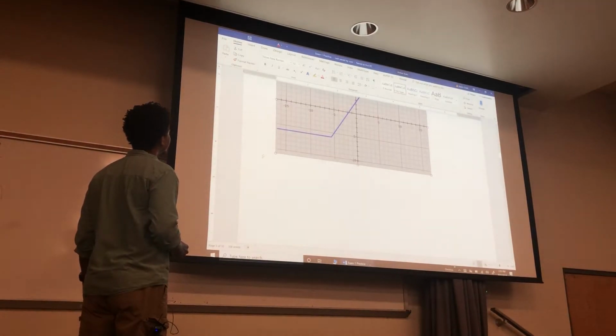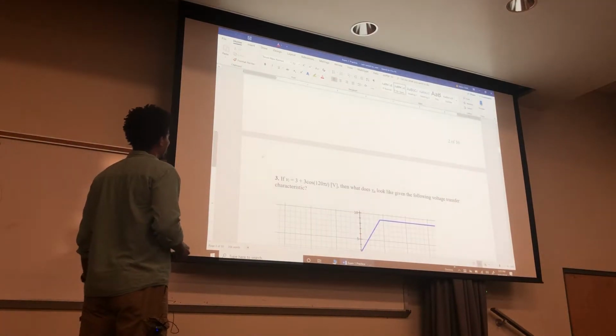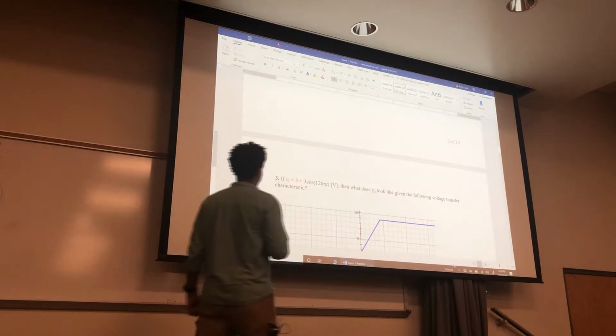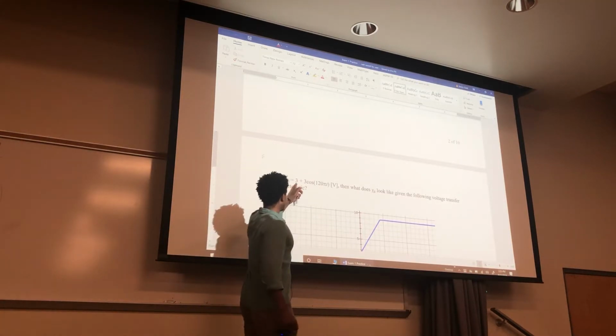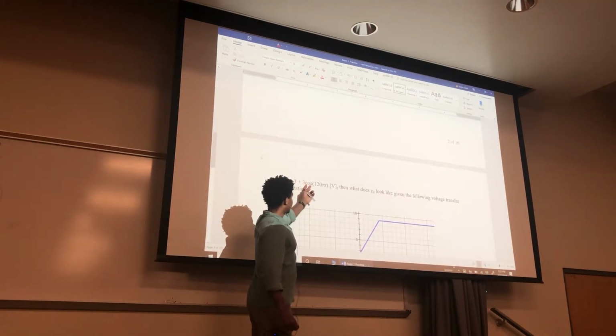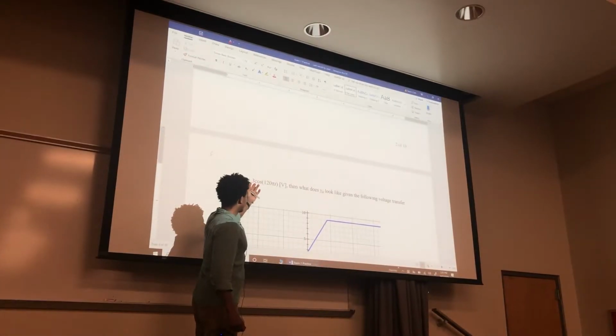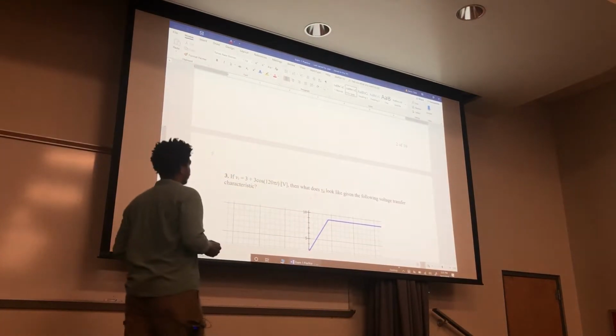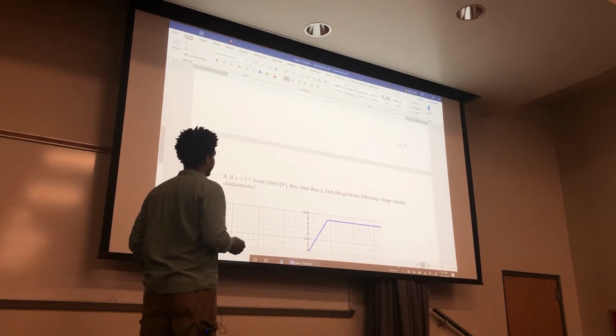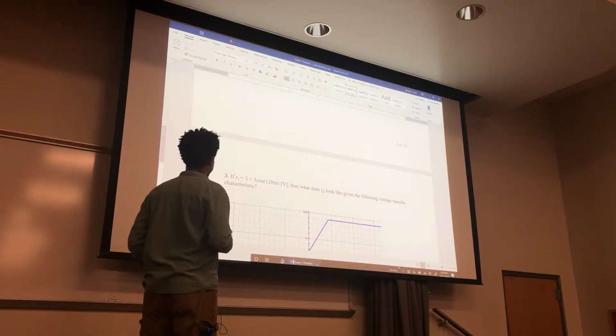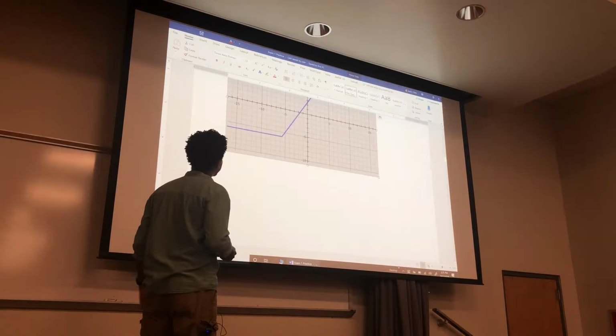Number 3. Okay, so if your Vn is this right here, you have this DC offset, and then it's oscillating about that DC. So this is your input. Then what does V out look like given the following voltage transfer characteristic? So it looks sort of like that.